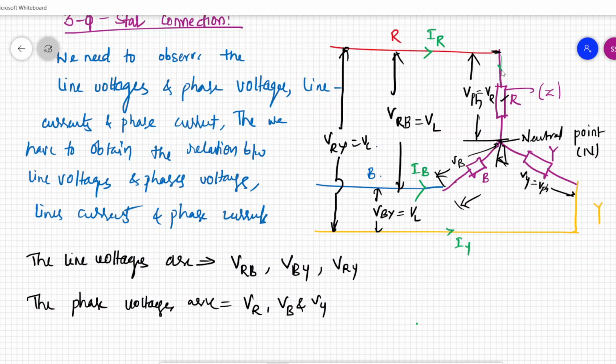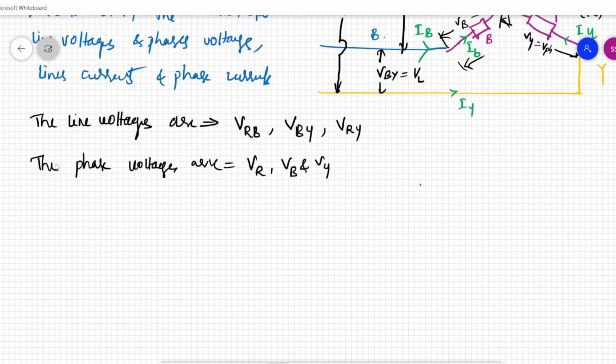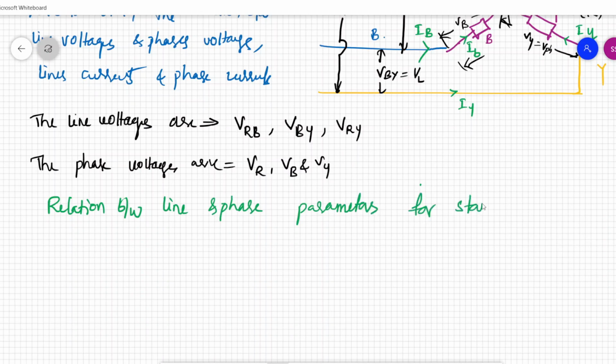So the phase currents means the currents flowing in phases. So this is one phase here. This is IR. Okay, and you can observe that the line current here is the same current flowing through the phase also for star connection. This is IB and this is IY. Okay, so if you observe this, the line current is the same current flowing through the phases also. Okay, so from this we are going to obtain the relation between line and phase parameters for star connection.